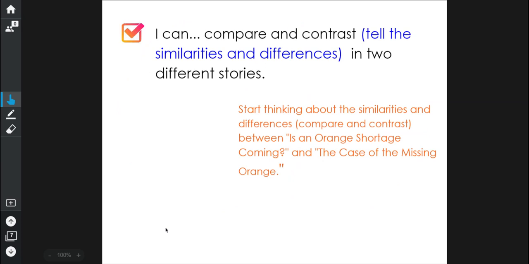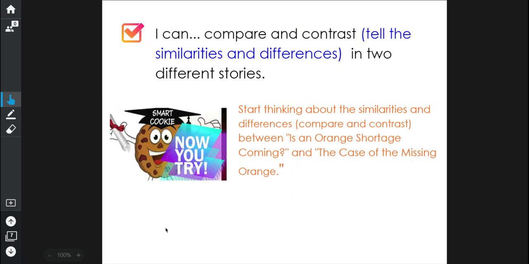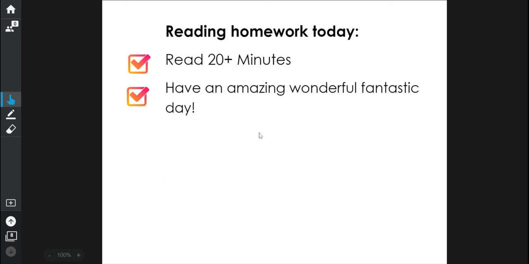All right, so let's go back to our I can statement for the day. So remember that I can compare and contrast, which is telling the similarities and differences in two different stories. Now, you're not going to do this today, but I want you to start thinking about the similarities and differences, or compare and contrast, between An Orange Shortage and The Case of the Missing Orange. Now, you should have read both of those stories by now, so just start thinking about what are some similarities and what are some differences, because you're going to be comparing and contrasting those tomorrow.